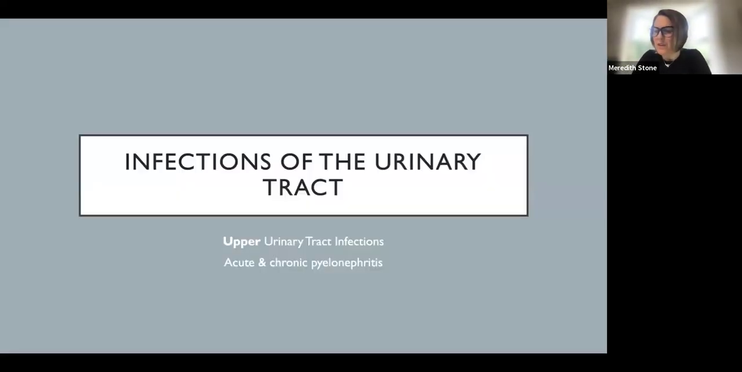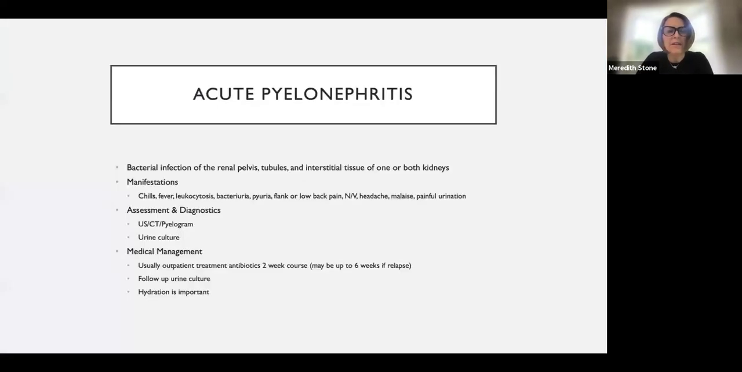And now we're going to move into the upper urinary tract infections. So we're going to talk about acute and chronic pyelonephritis. This is just like what it sounds, right? These are infections that are in the upper part of the urinary tract. So now we're talking about the kidneys. The renal pelvis, tubules, and the interstitial tissues of the kidneys can be assaulted by bacteria and cause an infection. So with these patients, they are more likely to have different systemic symptoms.